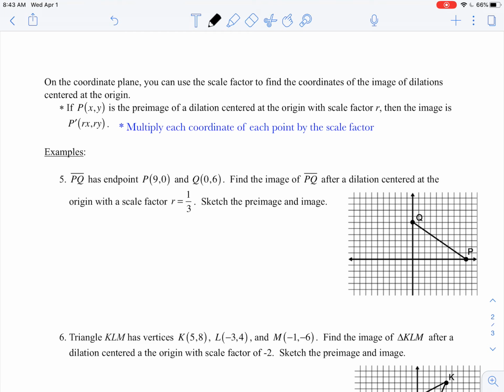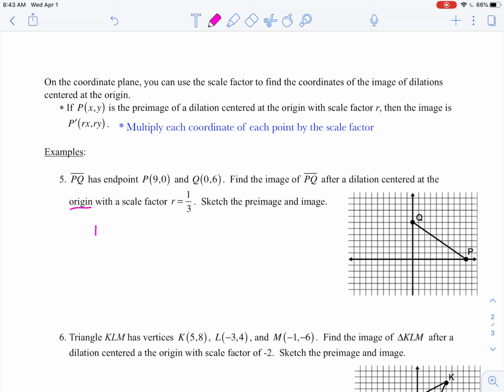So in question number 5, it says line segment PQ has these endpoints. Find the image of PQ after a dilation centered about the origin, and we're only going to do dilations on the origin on the coordinate plane, if your scale factor is 1/3. Sketch both the pre-image and the image. So a scale factor of 1/3 means that this is going to be a reduction. The line segment should end up being 1/3 the length of the original segment.